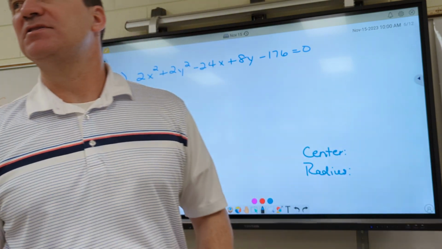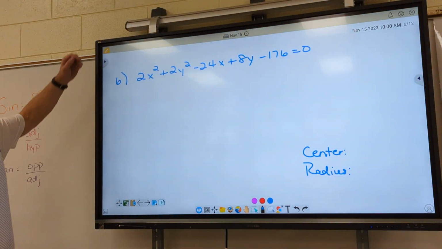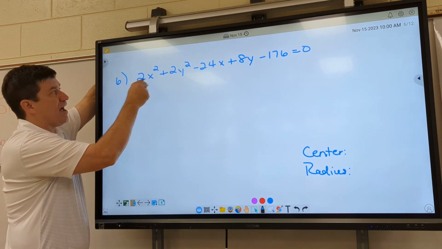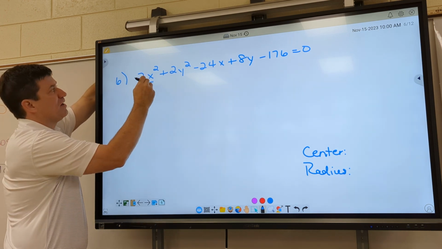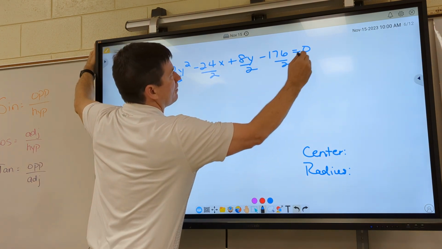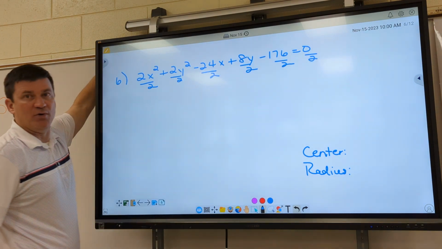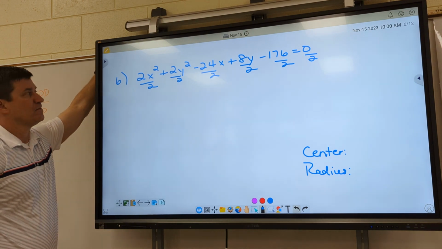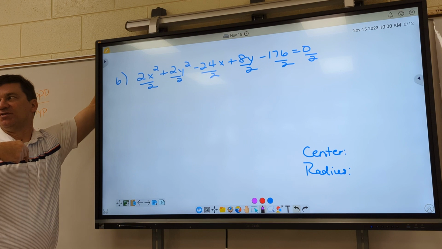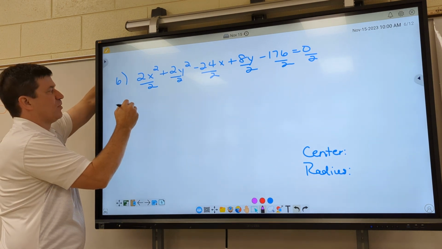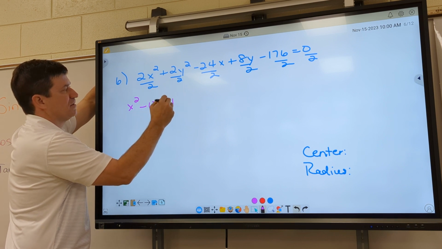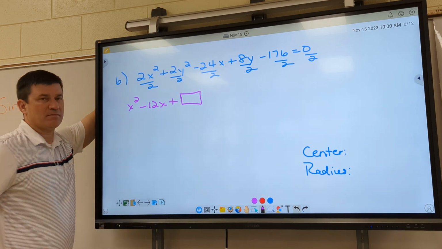Okay, how is 6 different from 5? Look, this has got to be an x squared and a y squared. You can't have 2's in front of it. So we got to go and divide by 2 all the way down, even on the other side where the 0 is. Now, when you divide, go ahead and put them into groups as you divide. So I got x squared, 24 divided by 2 is 12x. Then my box.